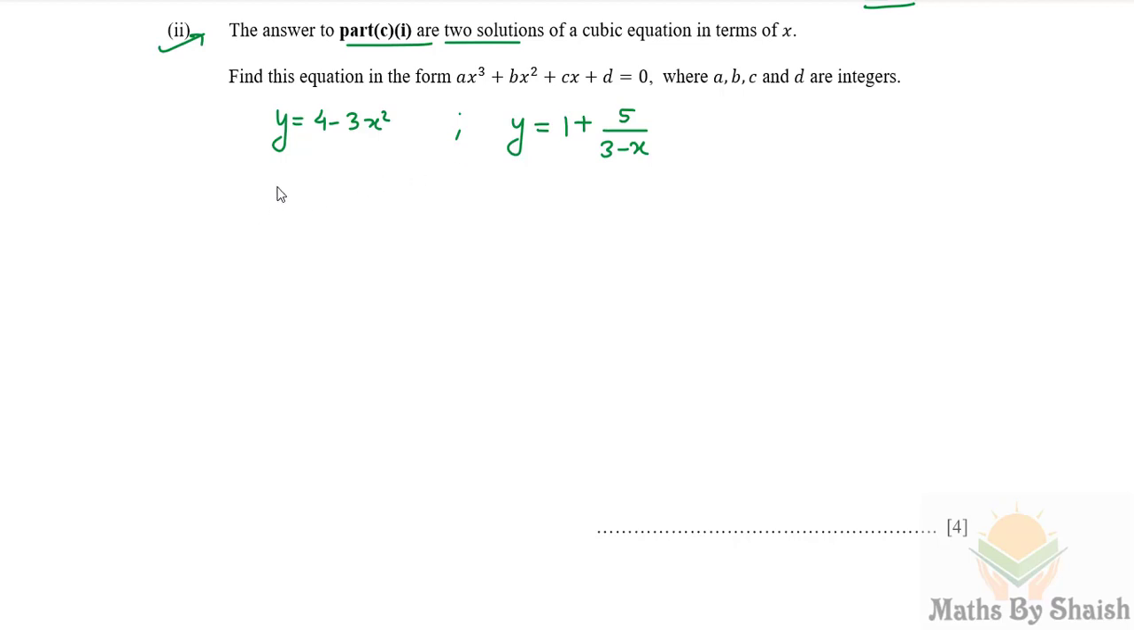So let's equate these two curves. We'll get 4 minus 3 minus x. It's a simple substitution. I got the y value as this, so I substituted here. Let's solve it once again.